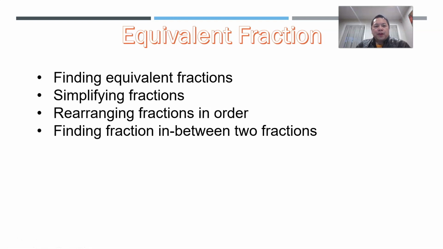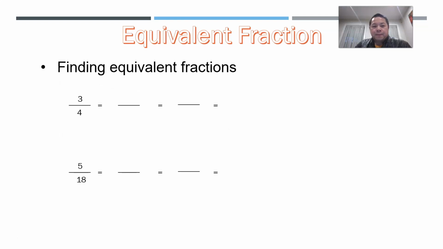So under equivalent fractions, there are four things that you need to know. First is to find equivalent fractions. Next, to simplify fractions. After that, rearranging fractions in order, and then finding fractions in between two fractions.